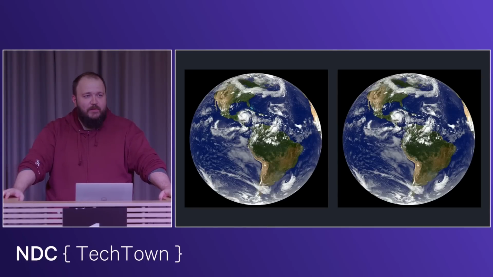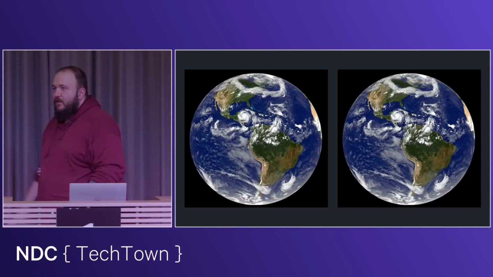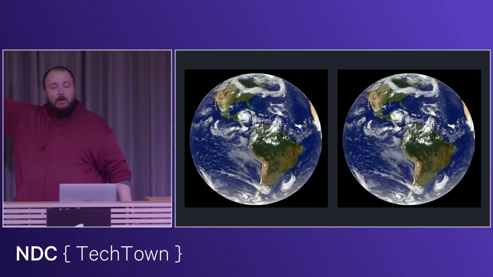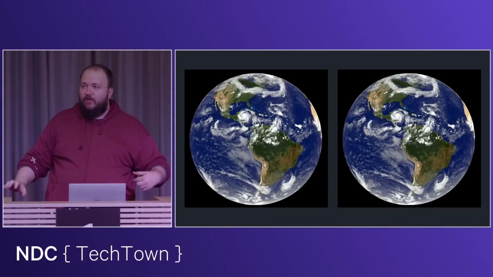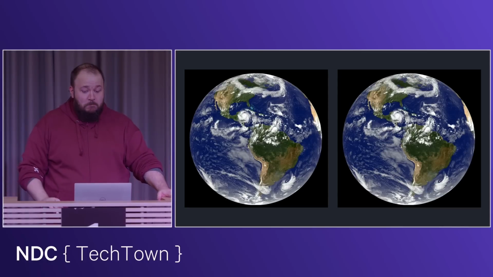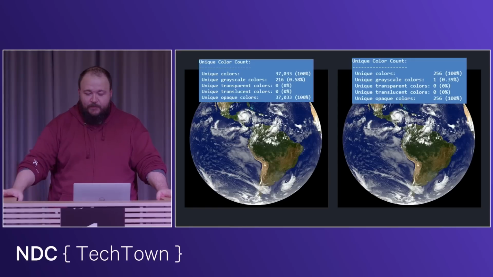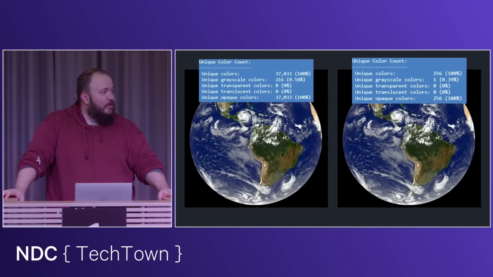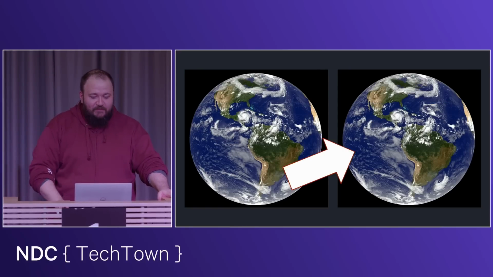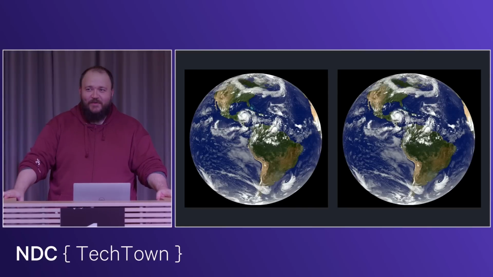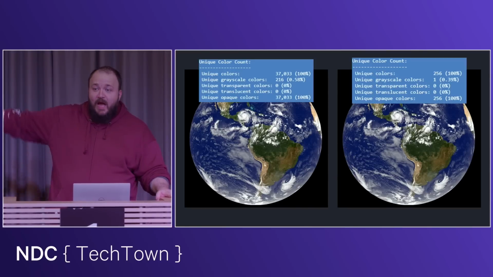So who is team left? Team left? Who's team right? Good eye, good eye. Yeah, that has 256 colors. The other one has 37,033 colors. But yeah, it's hard, right? It's really tricky.